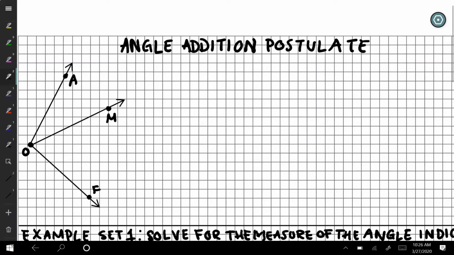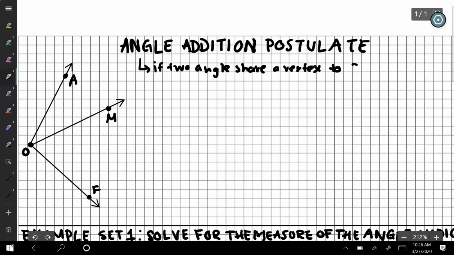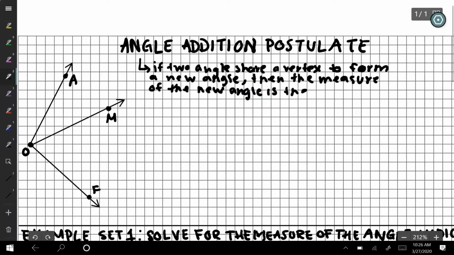Alright guys, so today we're going to talk about the angle addition postulate, and what this postulate tells us is that if two angles share a vertex to form a new angle, the measure of the new angle is the sum of the two smaller angles.